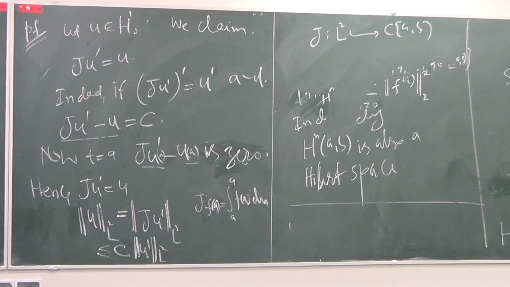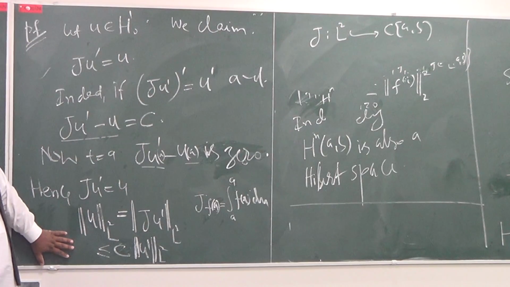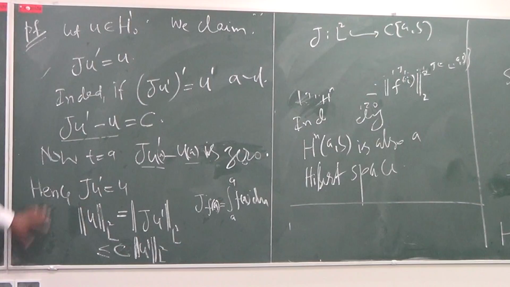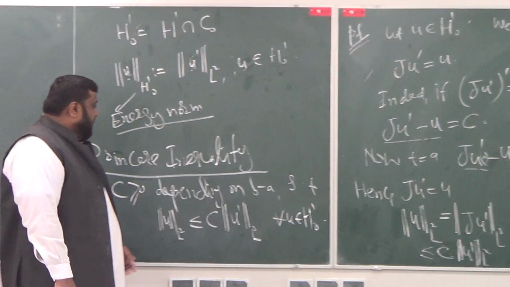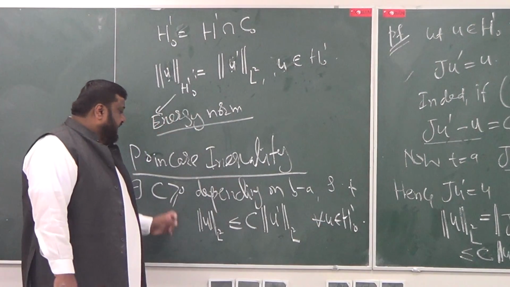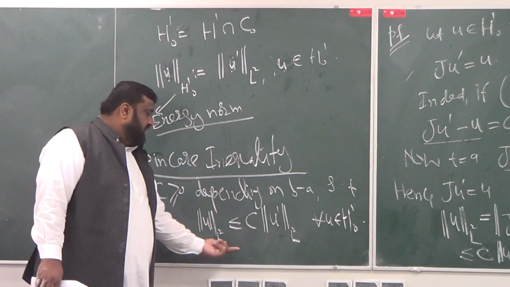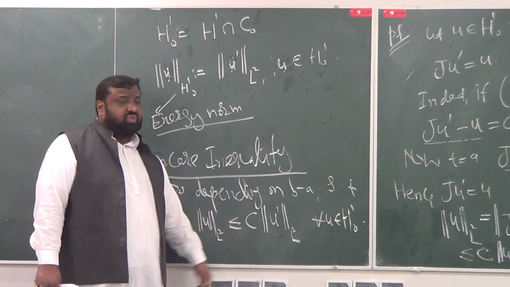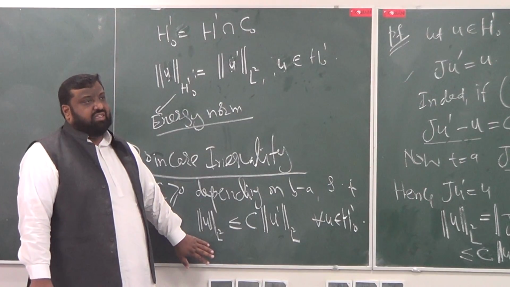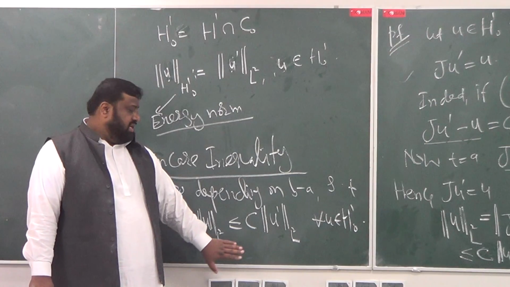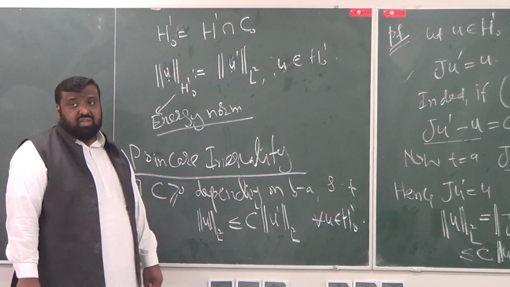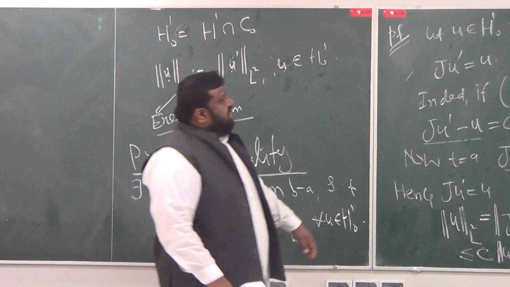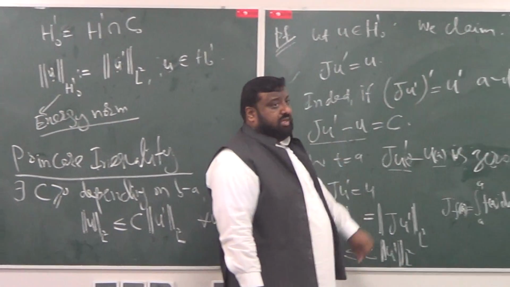Anyway, let's quickly review the key thing that we would like to do. For every U in H1, there exists a constant B minus A such that this inequality is true. What is this inequality saying? It says that the L2 norm of U can be estimated by the L2 norm of U prime. And we say that let's take U from H1 now.